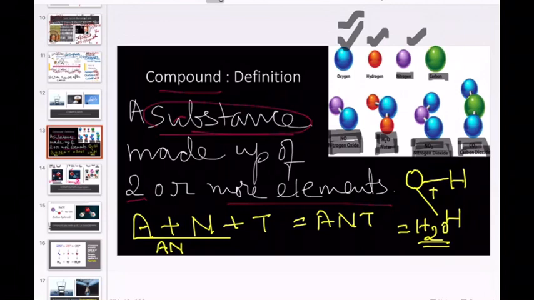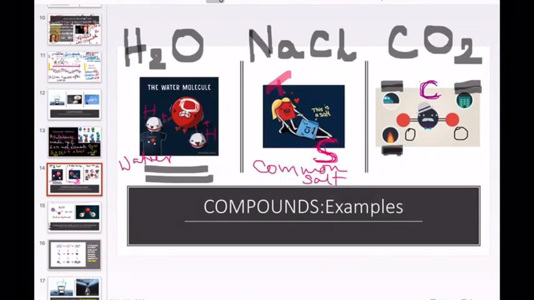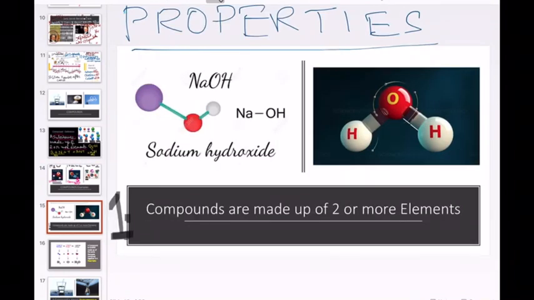Oxygen and nitrogen combine to form nitrogen dioxide or nitrogen oxide. Carbon and oxygen combine to form carbon dioxide. Here, hydrogen and oxygen combine to form water. Sodium and chlorine combine to form sodium chloride, that is common salt. Carbon and oxygen combine to form carbon dioxide. And here you see sodium, oxygen and hydrogen, they combine to form sodium hydroxide.